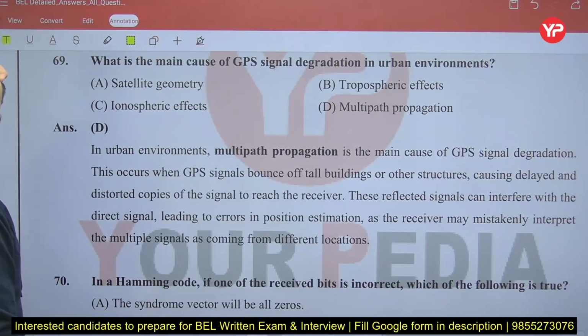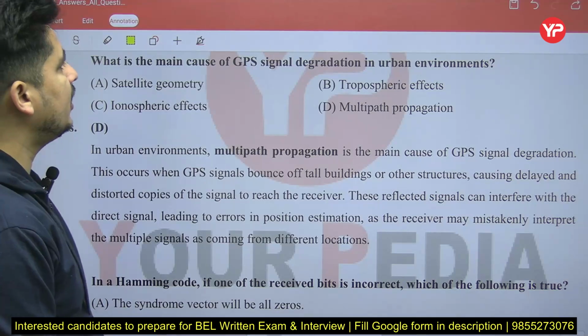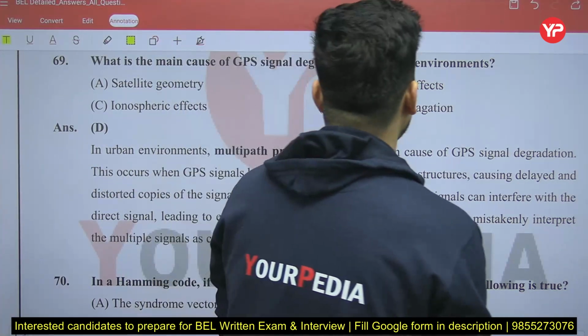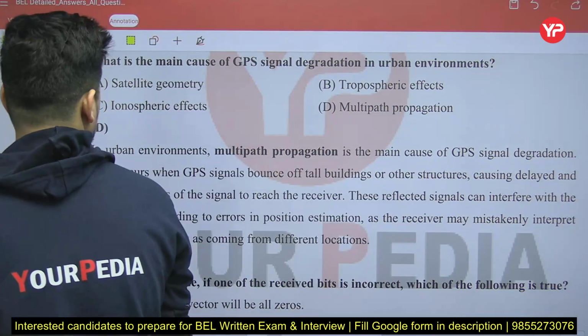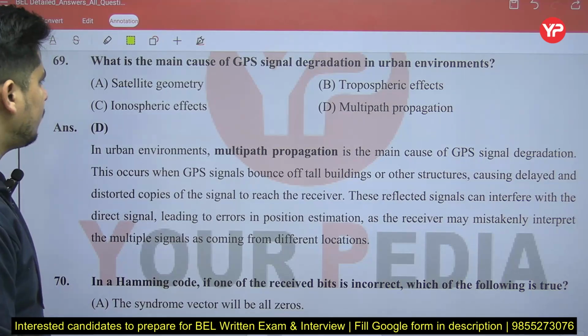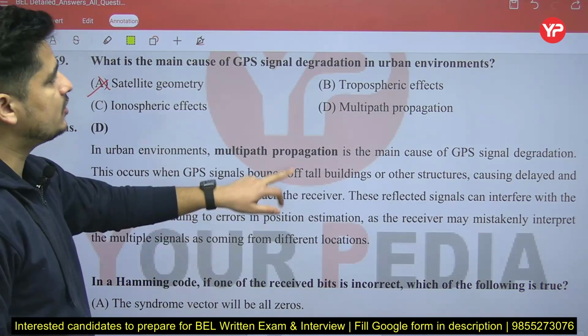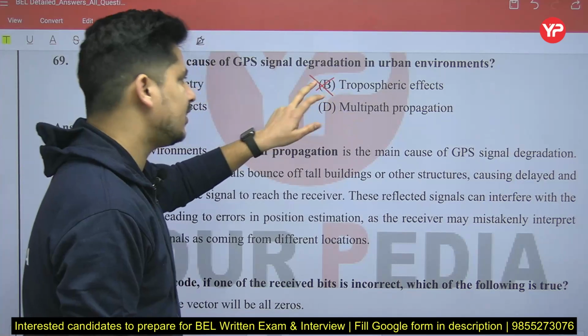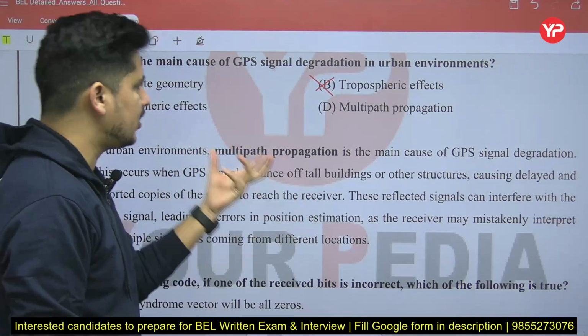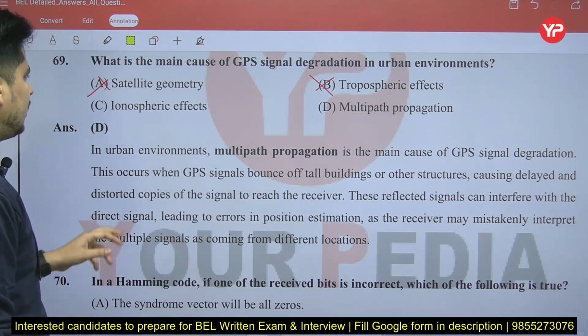What is the main cause of GPS signal degradation in urban environments? See, basically, if I'm talking about the urban environment, satellite geometry is not the factor. Another one is the tropospheric effect, that will always be available, either it is an urban area or a non-urban area.